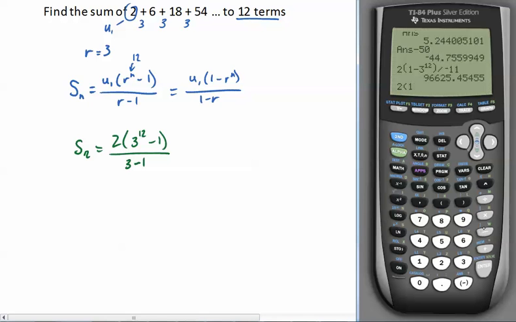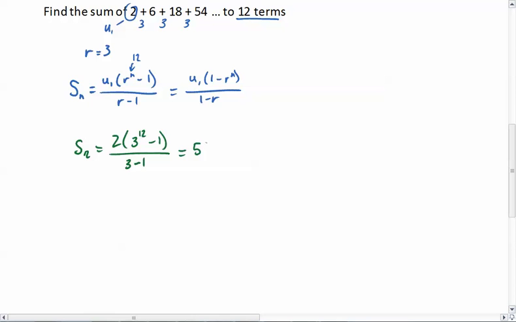I'm going to go 3 to the 12th. There we go, 3 to the 12th minus 1. And then I'm going to divide all of that, of course, by 3 minus 1, which is 2. And so I'll push enter, and I got 531,440.